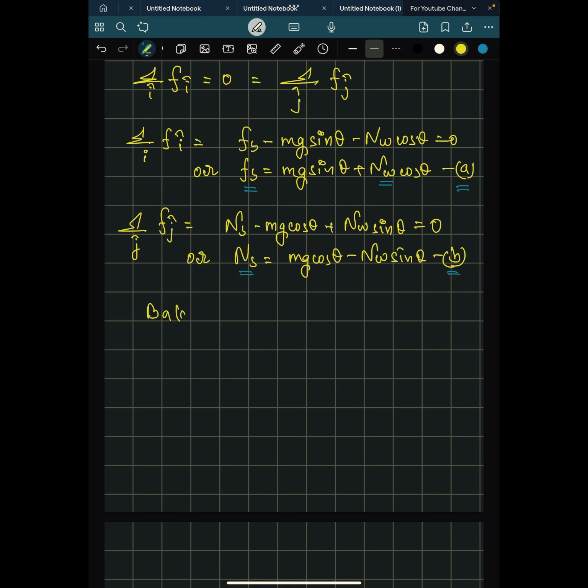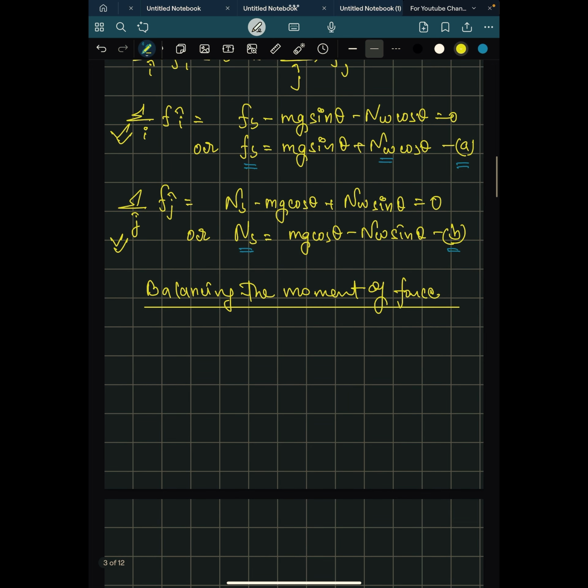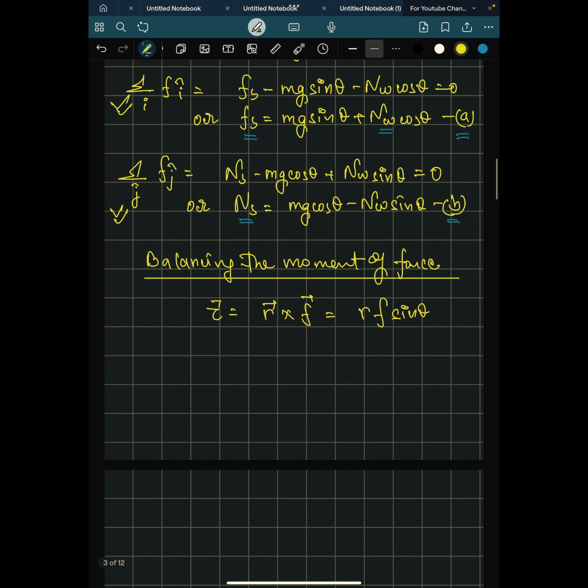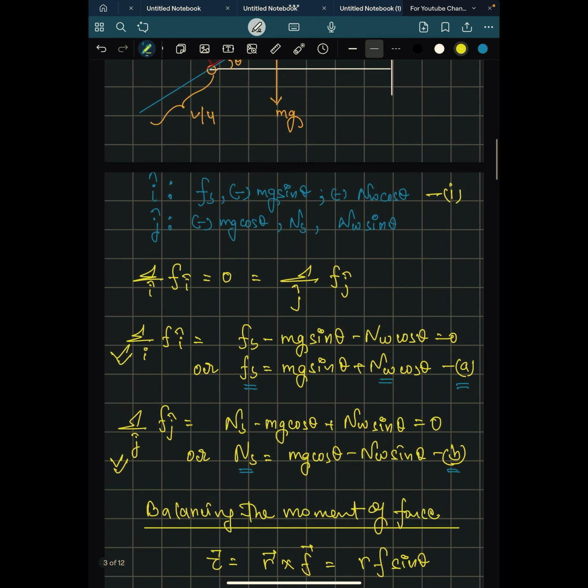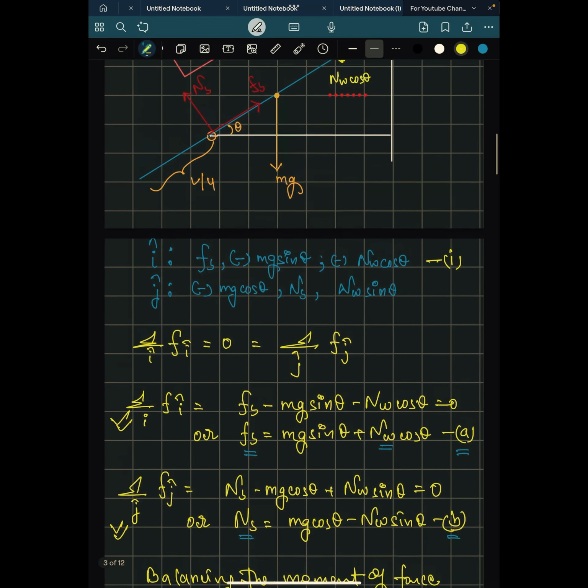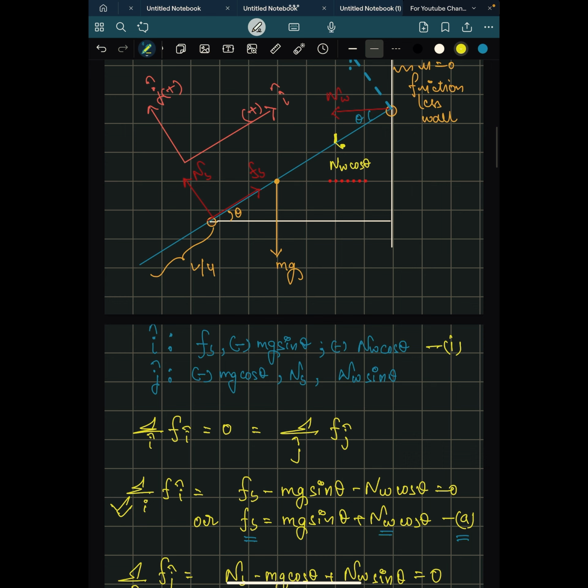Balancing the moment of force. These two are where we have balanced the force, and now what we do is we balance the moment of the force. The moment of the force is basically the torque, which is given as r cross F, which is rF sin theta, right? So now balancing the torque, balancing the moment of the torque could be done about any point that we choose, for the sake of convenience.